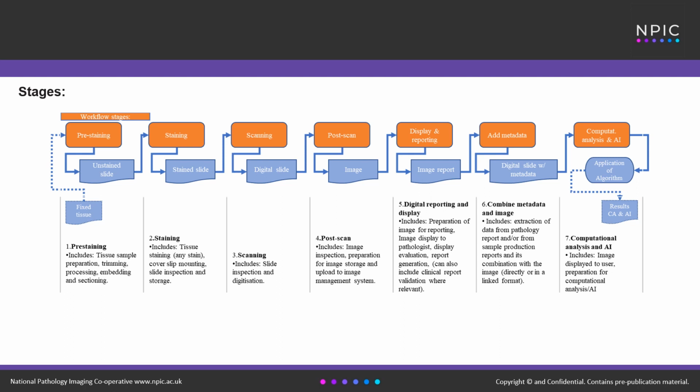So we've got pre-staining, staining, scanning, post-scan, which is things like inspecting the image, preparing it for storage, and then we've got digital reporting and display, combining the metadata in the image, which we've made its own separate piece, and then computational and AI, including preparation for CA work.